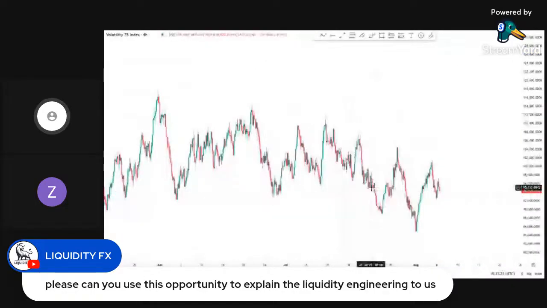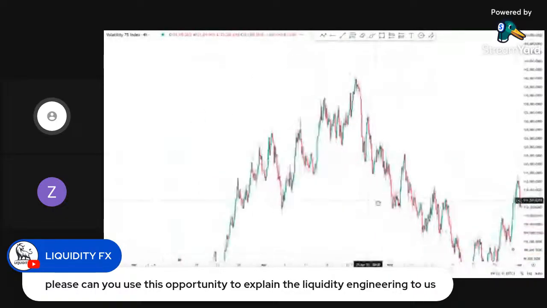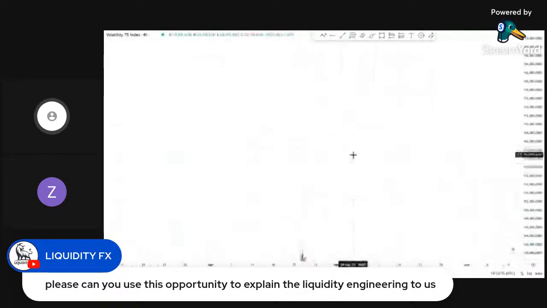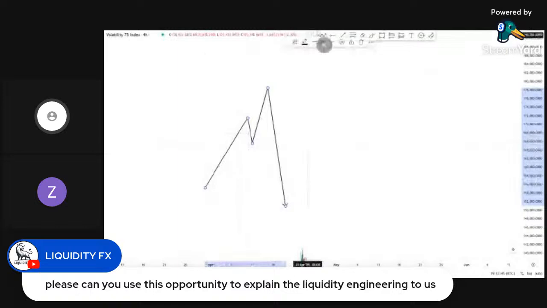So now that's the example you gave. Let me show you guys how to just know this thing easily. Now, what's liquidity engineering flip? Before I show you, once you see liquidity engineering, this is what you'll be expecting.